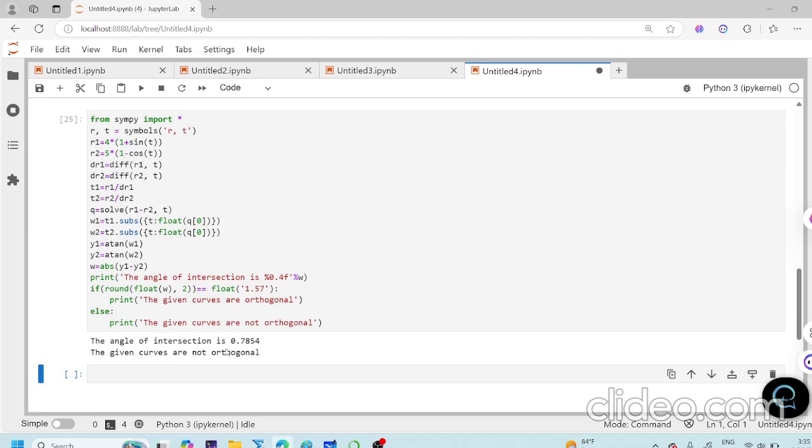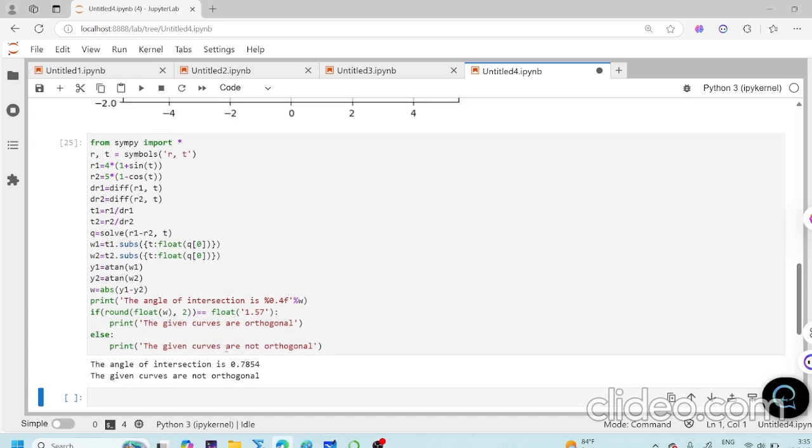So this is how you can verify whether the given curves are orthogonal or not. This is the Python code to check the angle of intersection of two curves and whether the curves are orthogonal or not.